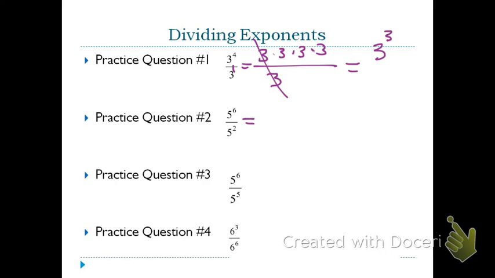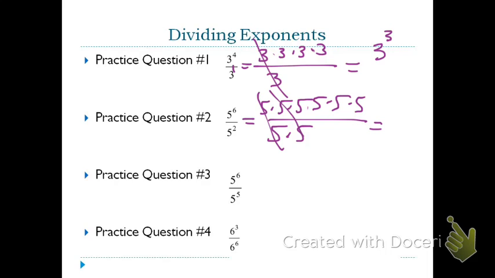Let's try our second one. 5 to the 6th is 5 times 5 times 5 times 5 times 5, 1, 2, 3, 4, 5. Oops, forgot one, 6. All over 5 to the 2nd, which is 5 times 5. We have two sets of 5s that can cancel out, and you're left with 4 5s. So 5 to the 4th.